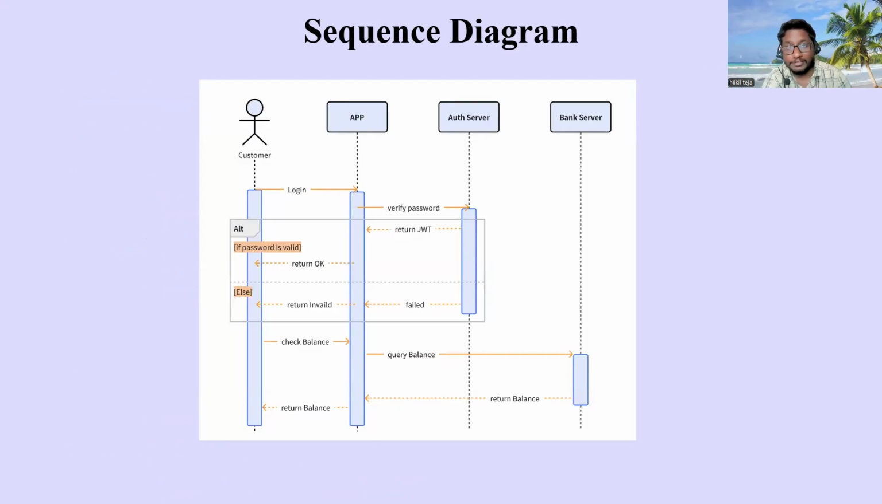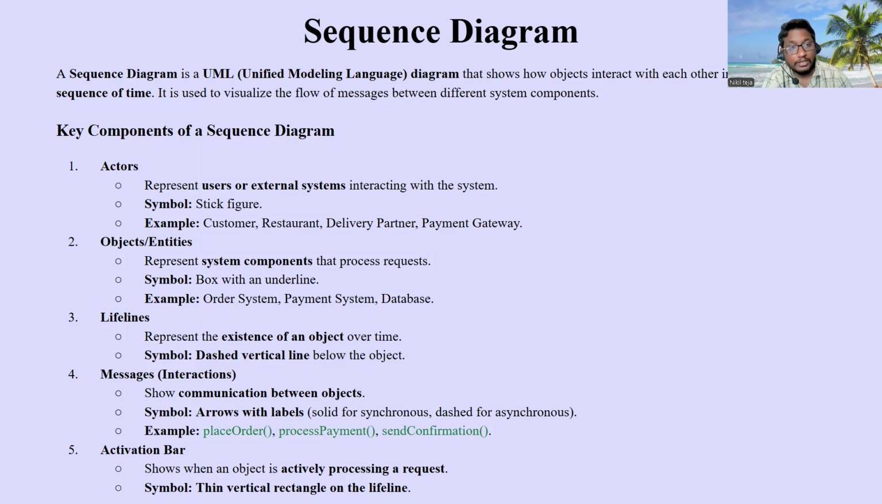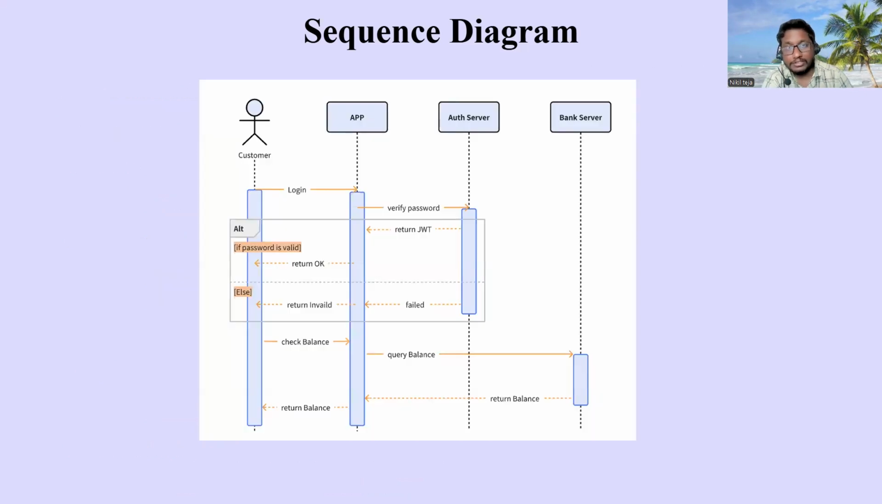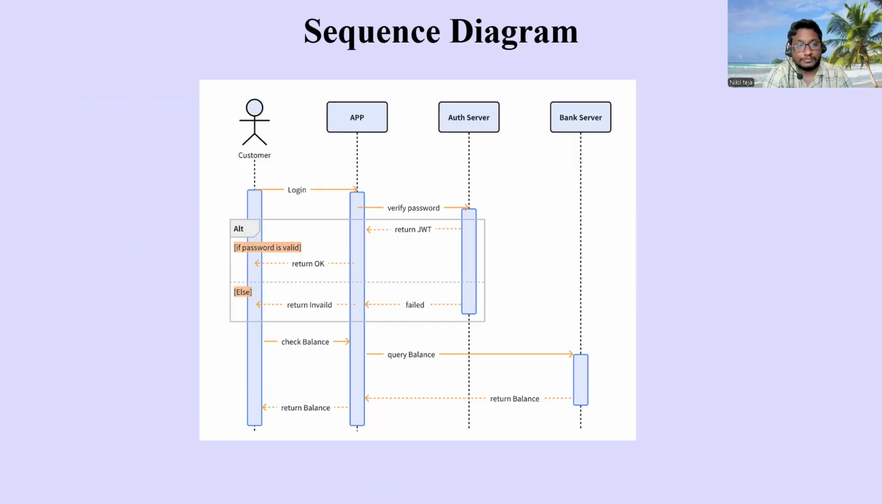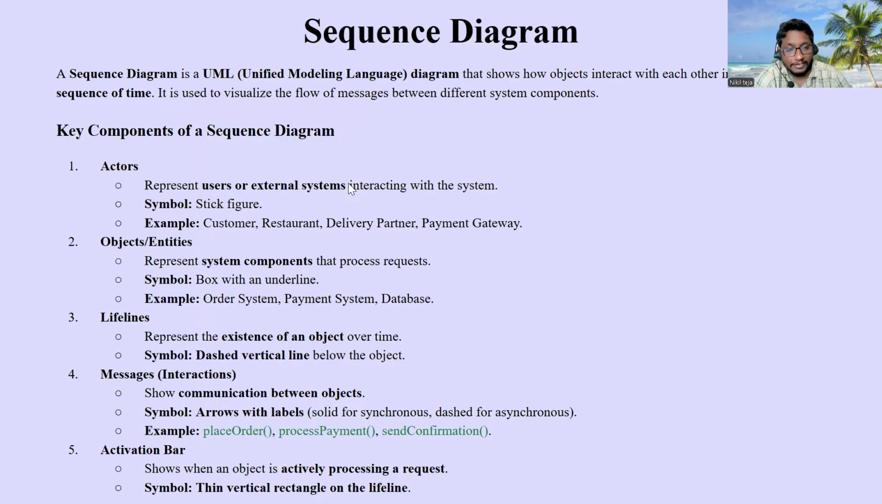Here, app is an object entity, auth server, bank server. These are all entities. Order system, payment system, and database are some examples. For actors, customers, restaurant, delivery partner, payment gateway, which are interacting with the system, are nothing but actors. Lifelines represent the existence of the object over time. The symbol is a dashed vertical line. These dashed vertical lines are nothing but what we call lifelines.